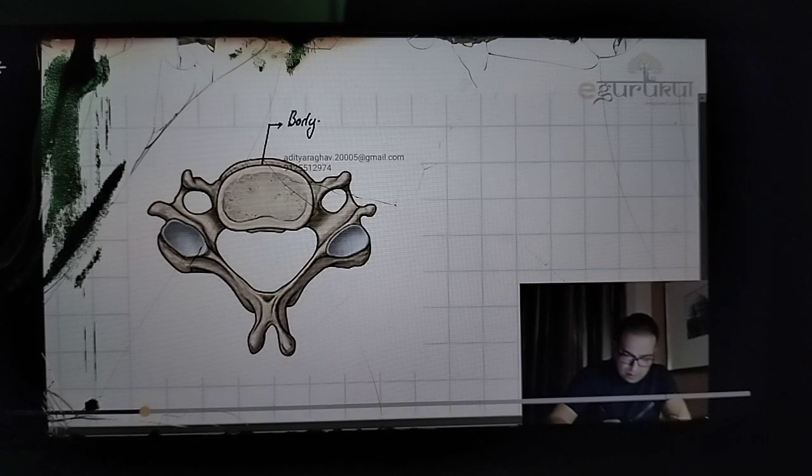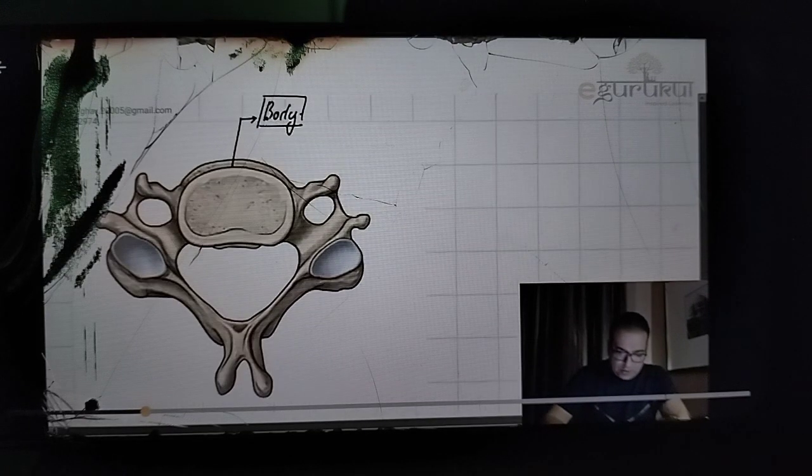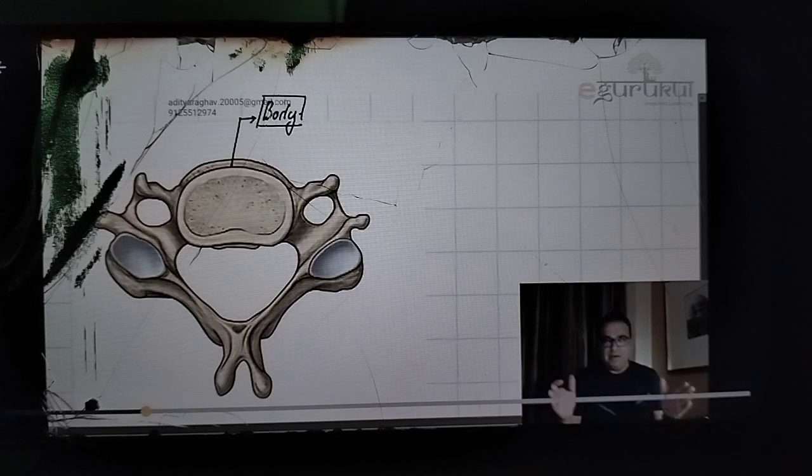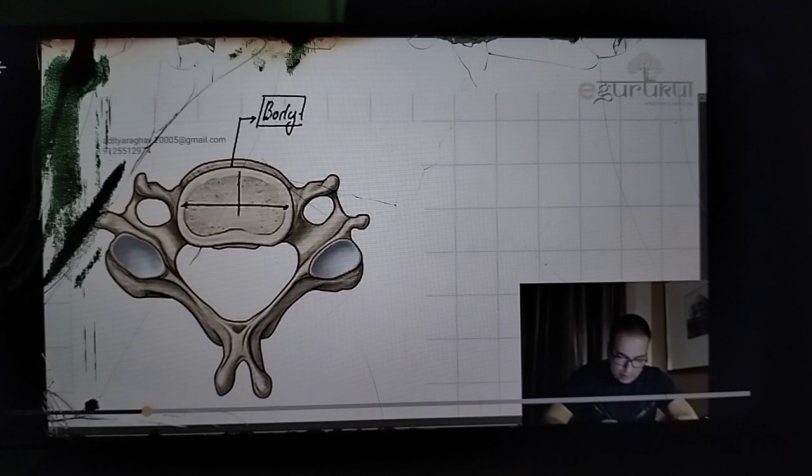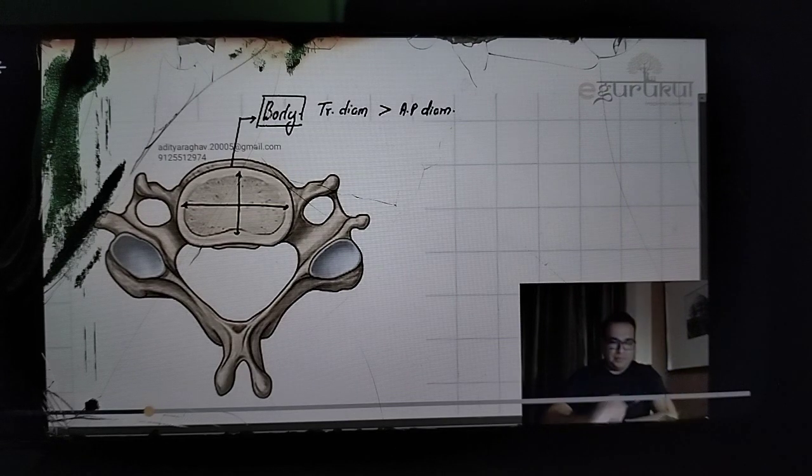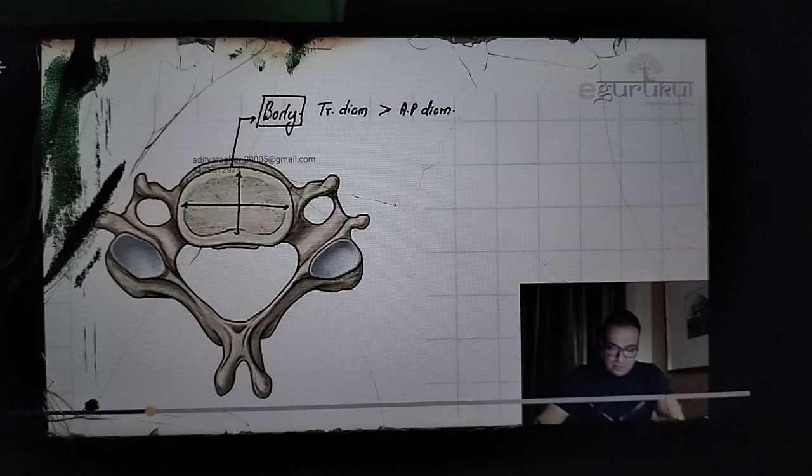The body of a typical cervical vertebrae. The important feature to understand here is that the transverse diameter is more than the anterior posterior diameter. You can see that this transverse diameter is more, and the anterior posterior diameter is less. I'm trying to write a bit neatly so that I can share this picture with you.